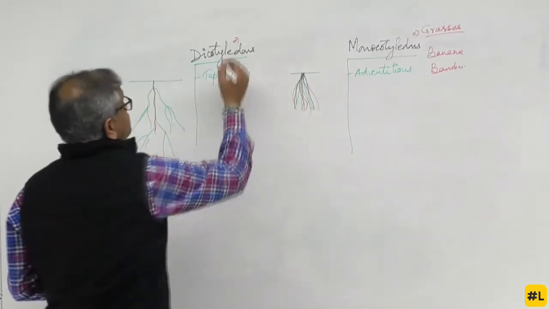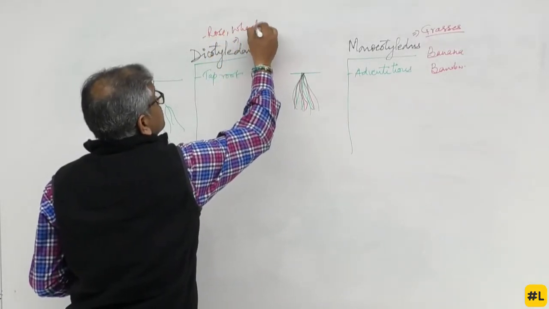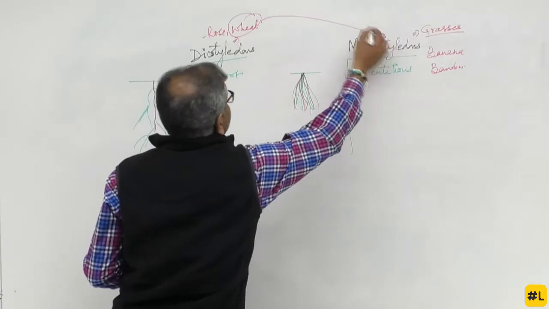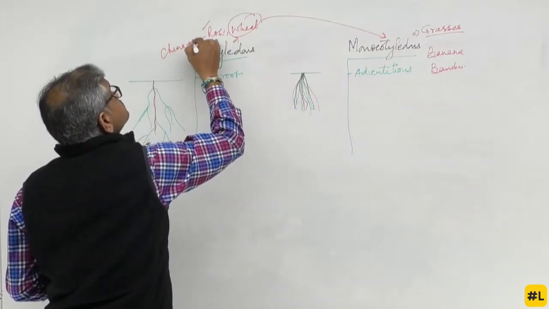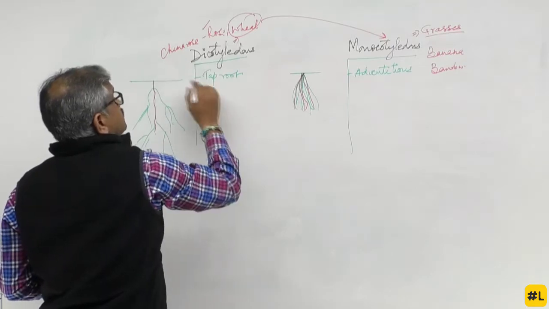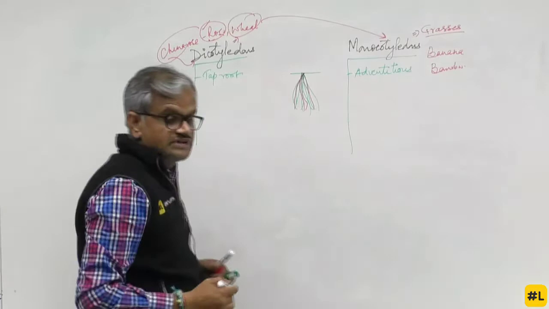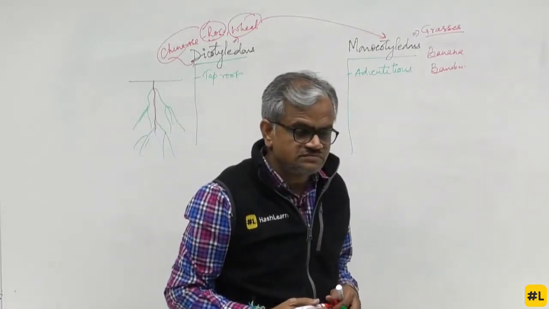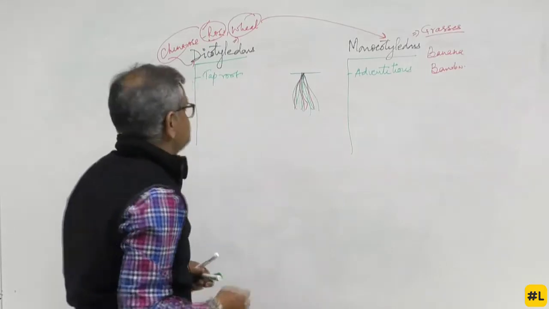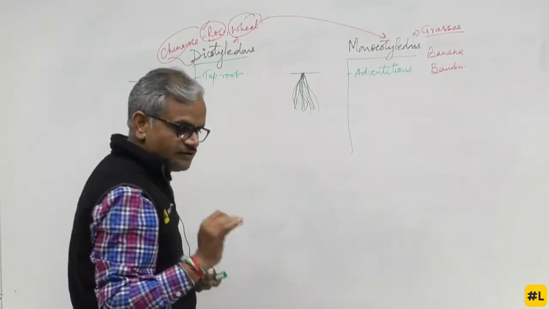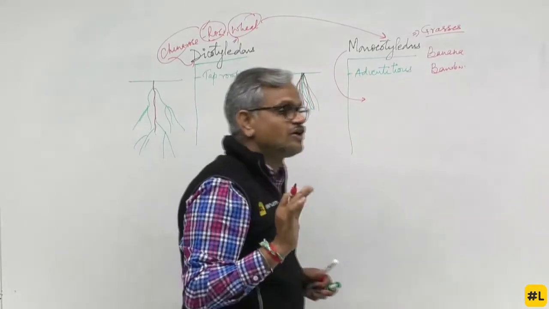Something interesting. If I say rose, wheat goes here, wheat is grass. Rose, China rose, all these things, they fall into dicots. Very good question, Nandini. Monocots are much more advanced than dicots.